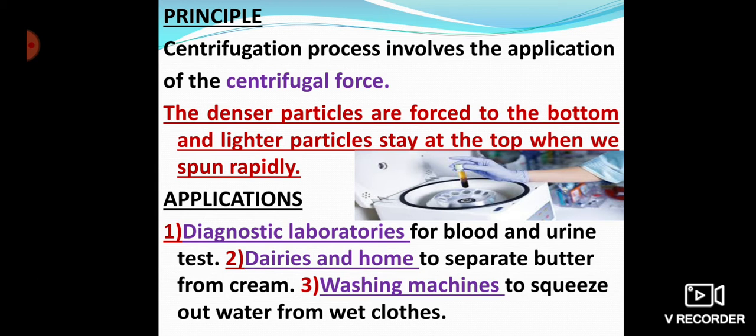The applications of this process are: this technique is used in diagnostic laboratories for blood and urine tests. It is also used in dairies and homes to separate the butter from cream. It is also used in laboratories and industries for separating suspended impurities from liquids. Centrifugation is also used in washing machines to squeeze out the water from wet clothes.